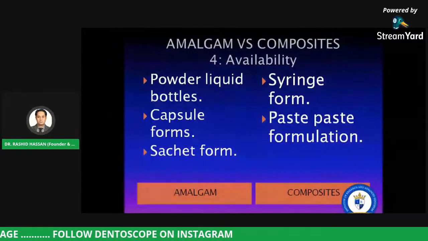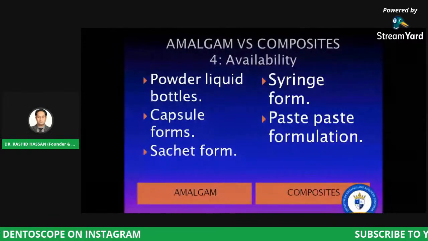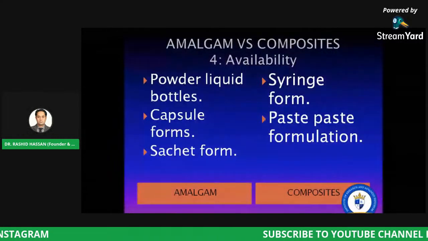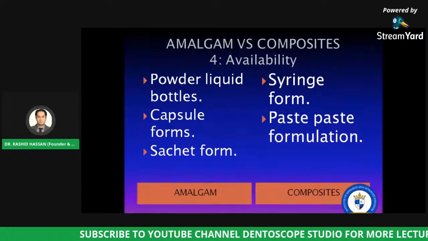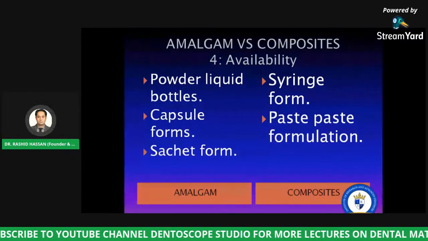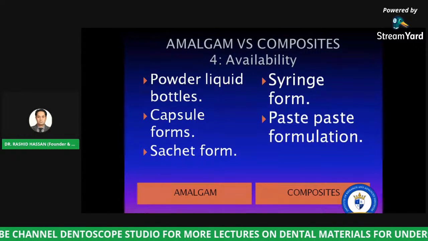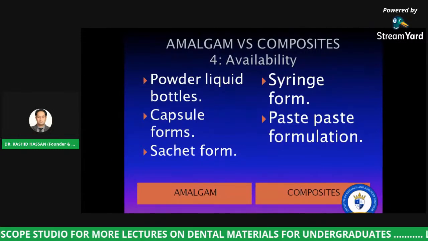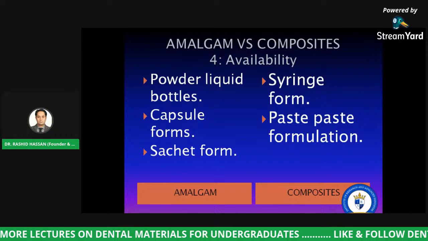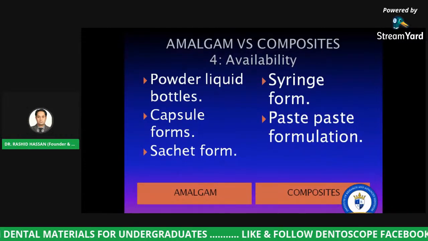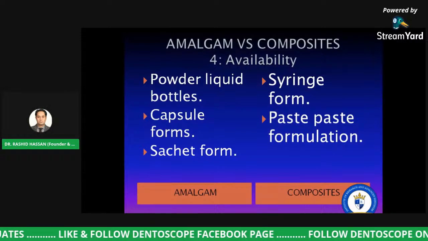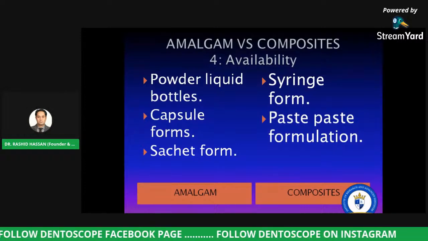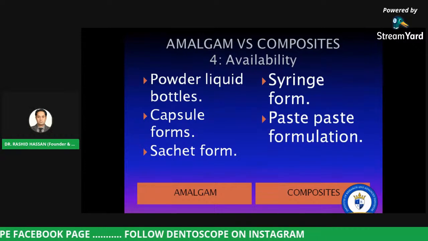Now, talking about the dental composites, the syringe form and the paste-paste form. There's a difference between the syringe form and the paste-paste form. The syringe form is only for the light cured dental composite, whereas the paste-paste formulation is for the chemically cured dental composites or dual cured dental composites. So that's the difference between syringe form and the paste-paste formulation of dental composites.